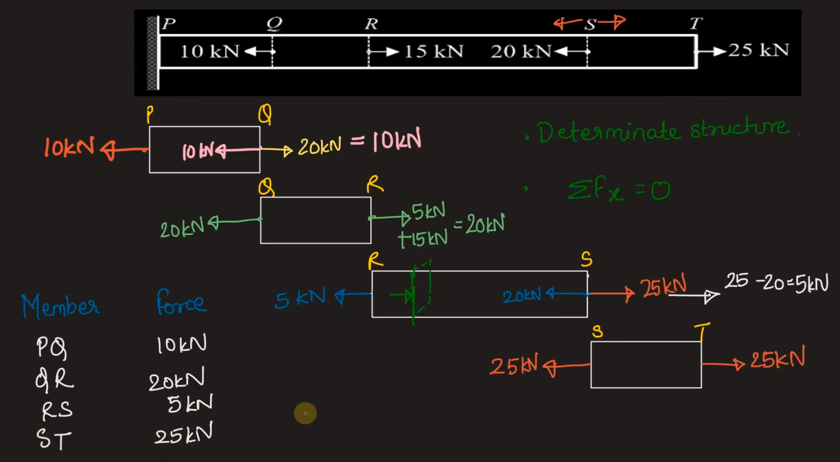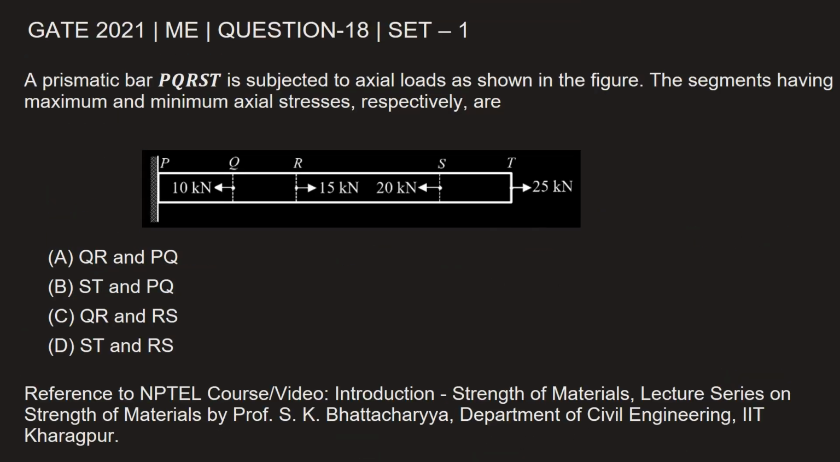So as discussed, sigma is directly proportional to the force in member, and hence we can say minimum stress will be in RS and maximum stress will be in ST. Note that stress is independent of the length of the member. In this case alone, because it is not bending, this is a case of axial loading. So our answer here is ST and RS. That is option D.